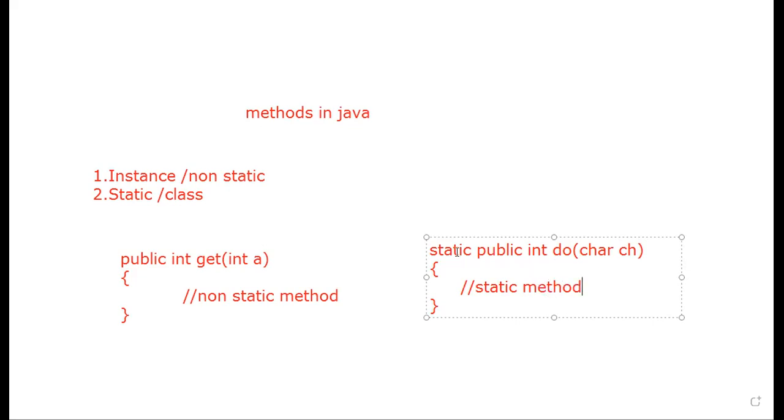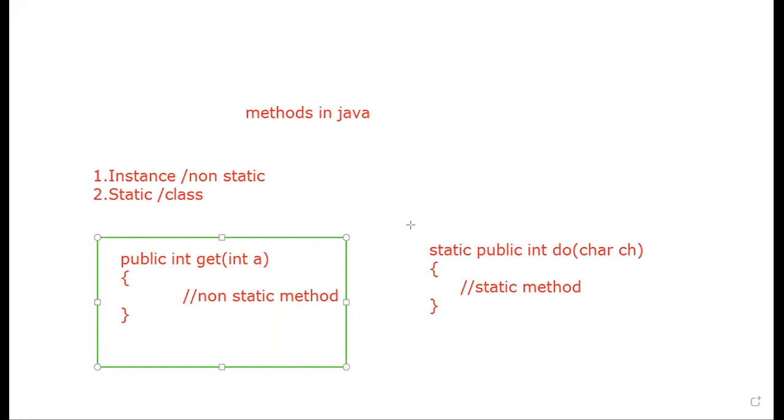Static method, because we use the static keyword at the declaration of a method, during the creation of the method. See, these are the two types of functions in our Java programming. This is a non-static and this one is the static function. In non-static, there is an absence of the static keyword. But when we want a static function, then we use the static keyword during the declaration.